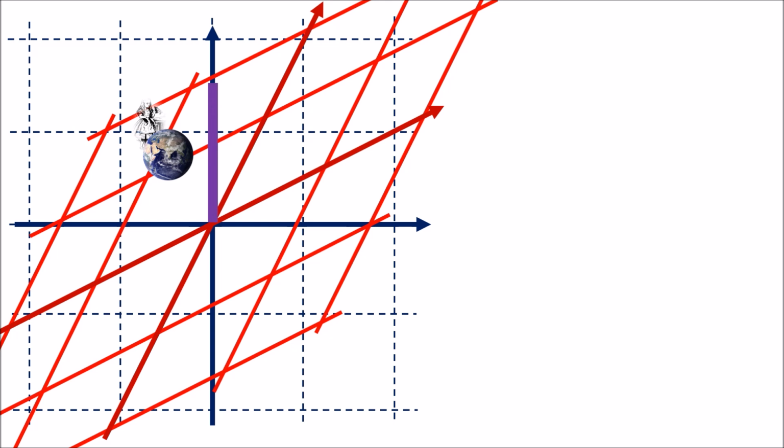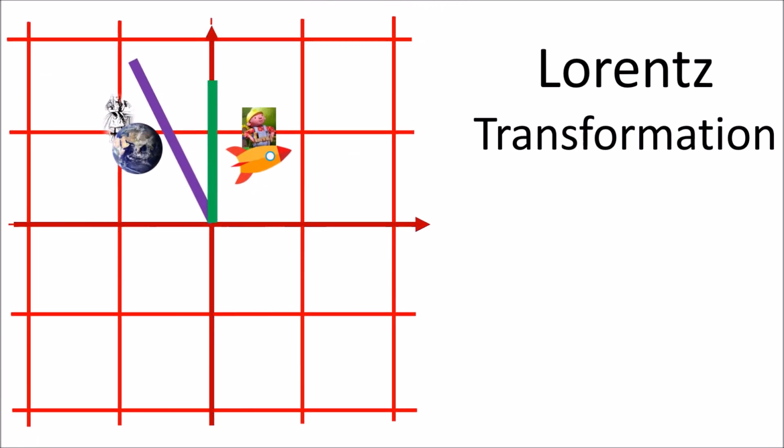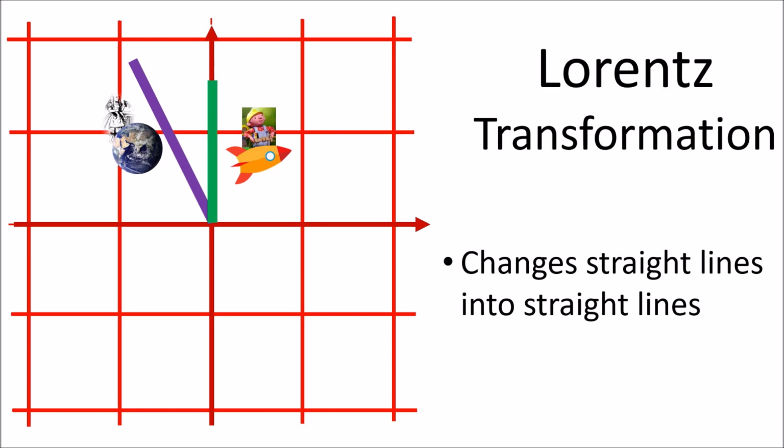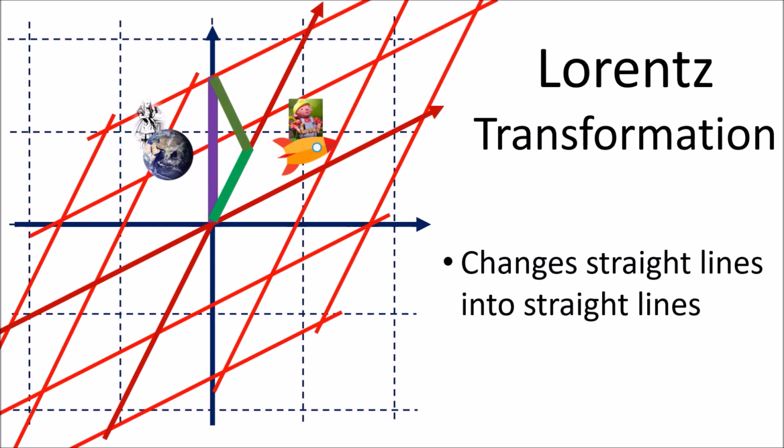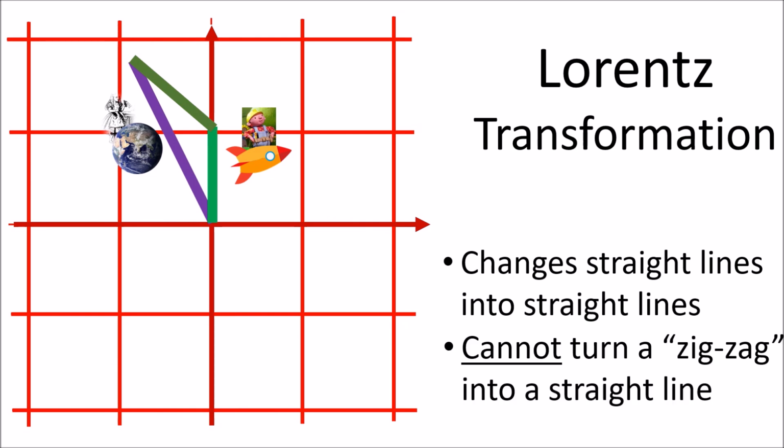So if Alice has a straight world line that's stationary in space, and Bob also has a straight inertial world line that's moving to the right, it's possible to use a Lorentz transformation to make Bob's world line look stationary like Alice's, where Alice looks like she's moving to the left. A Lorentz transformation can change straight lines into straight lines on a spacetime diagram. But if Bob has a there and back zigzag-shaped world line, it's impossible to use a Lorentz transformation to change it into a straight inertial line, like Alice's. A Lorentz transformation cannot change a zigzag into a straight line.